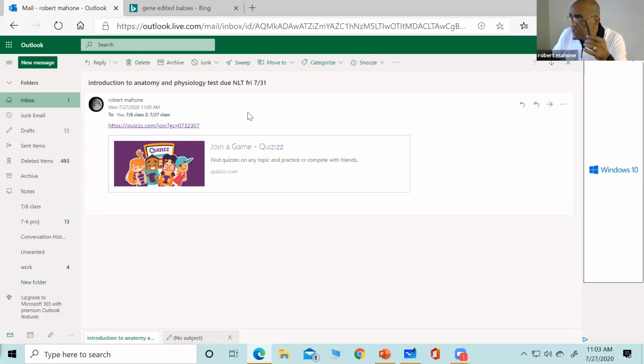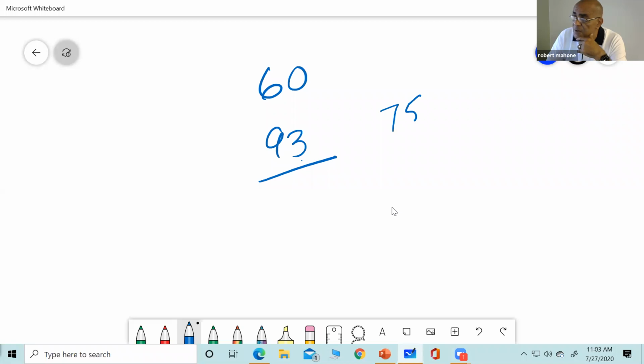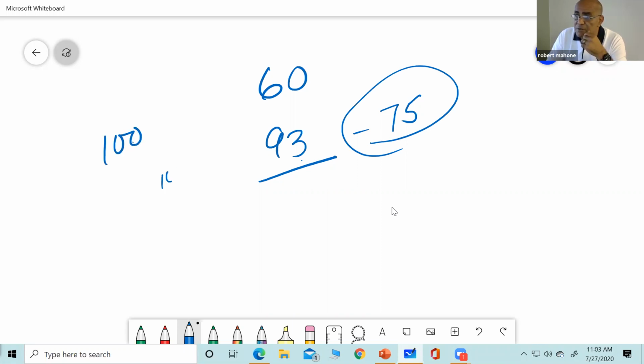For example, if on your first time you score 60, on your second time you score 93, that's your second attempt. The maximum you score on the second attempt is 75. So that's the grade that will be recorded for you. If you go in there the first time you score 100, your grade is 100. You score 60 the first time and 93 the second time, your grade is 75, because that 93 is considered a retake. And the highest you score on a retake is 75. So get in there, get it done one time.